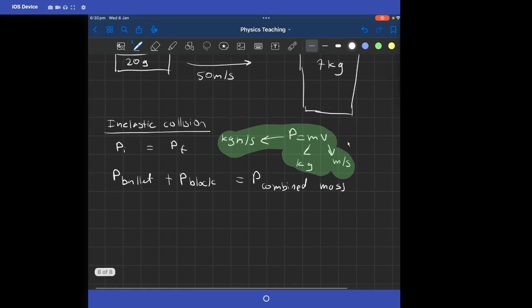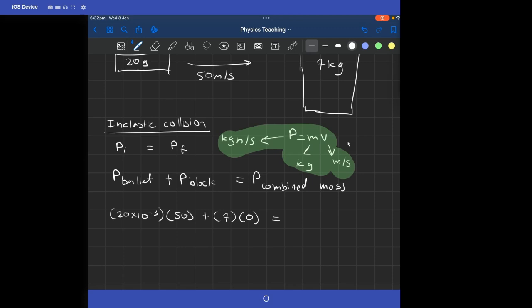Now let's begin to fill this out. So we know that the momentum is the mass times the velocity. So the mass of the bullet is 20 grams. Remember though, we want kilograms. So it's going to be 20 times 10 to the power of minus 3. I've done it like this so I can really emphasize to you guys that it's super important to convert into the correct unit of measurement. So this is 20 times 10 to the power of minus 3, the mass of the bullet, times the velocity of the bullet, 50 meters per second. Then the momentum of the block is going to be 7 kilograms times 0 because it's at rest, right? And this goes to the combined mass momentum.